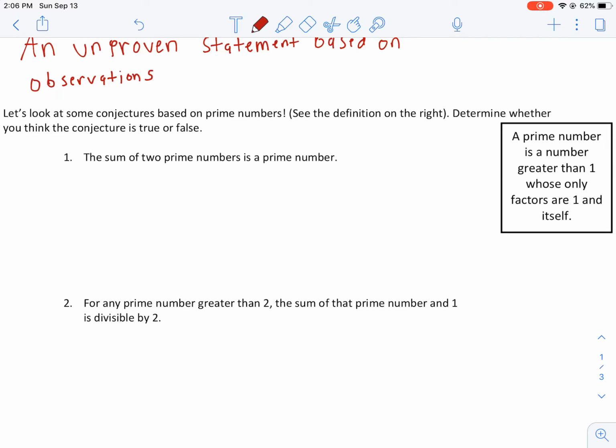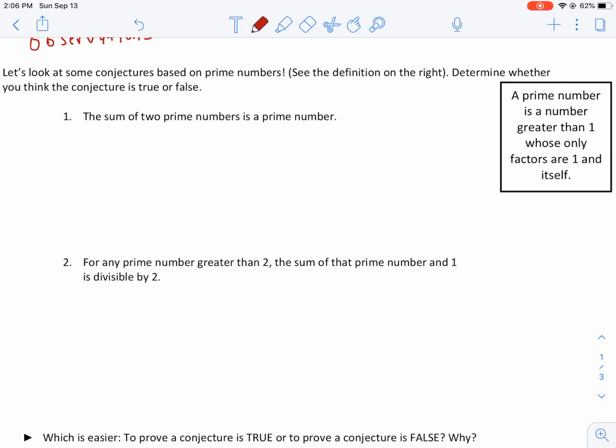Okay, so maybe look at a couple cases, all right, and see, is this true, okay, or is this false, all right, and how you would go about determining that. The second one says for any prime number greater than 2, the sum of that prime number and 1 is divisible by 2, okay? So again, I want you guys to pause the video, go through that conjecture as well, maybe look at a couple cases, all right, and see, do you think it's true or false?